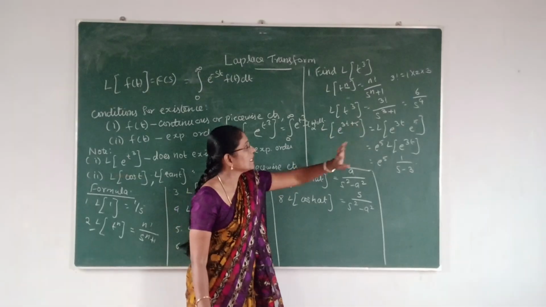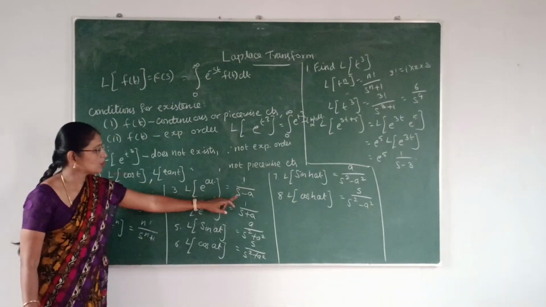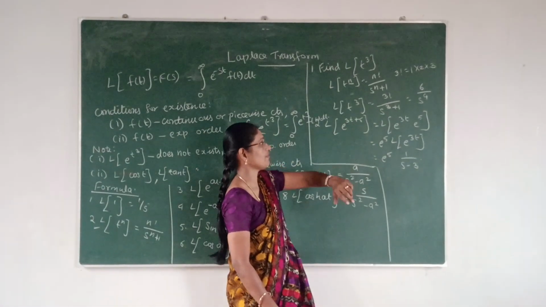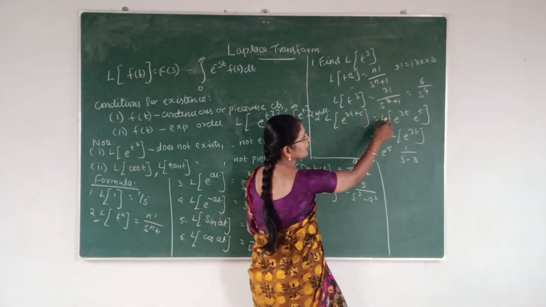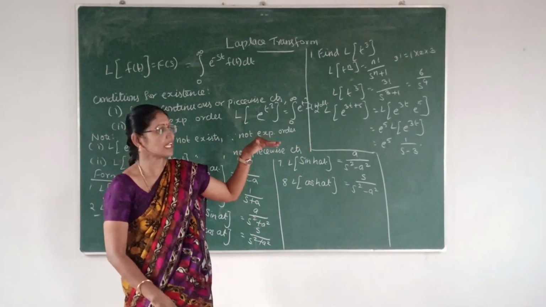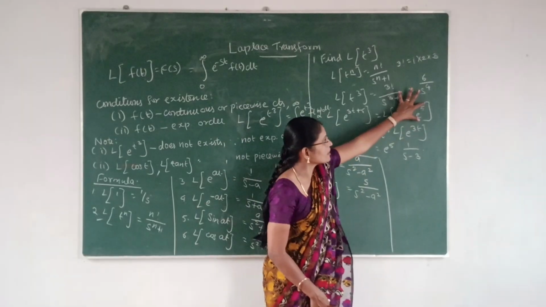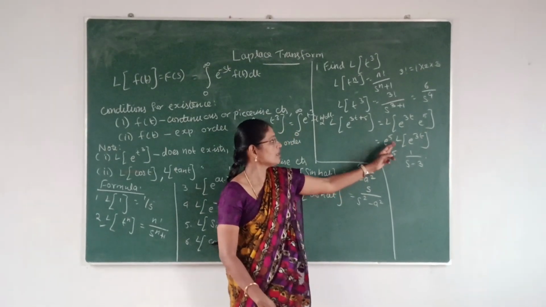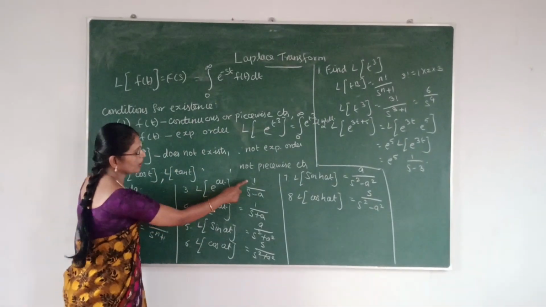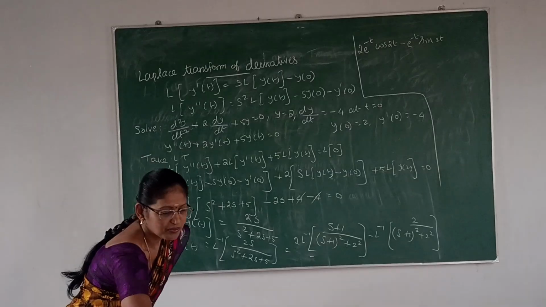Then L of e power 3t plus 5. You know very well the formula L of e power at is equal to 1 by s minus a. But here we have e power 3t plus 5. So we have to write that term as e power 3t into e power 5, because if the base is equal, we can add the powers. e power 5 is a constant, so we can take it outside. L of e power 3t: the formula is 1 by s minus a. In the place of a we have 3, so 1 by s minus 3.